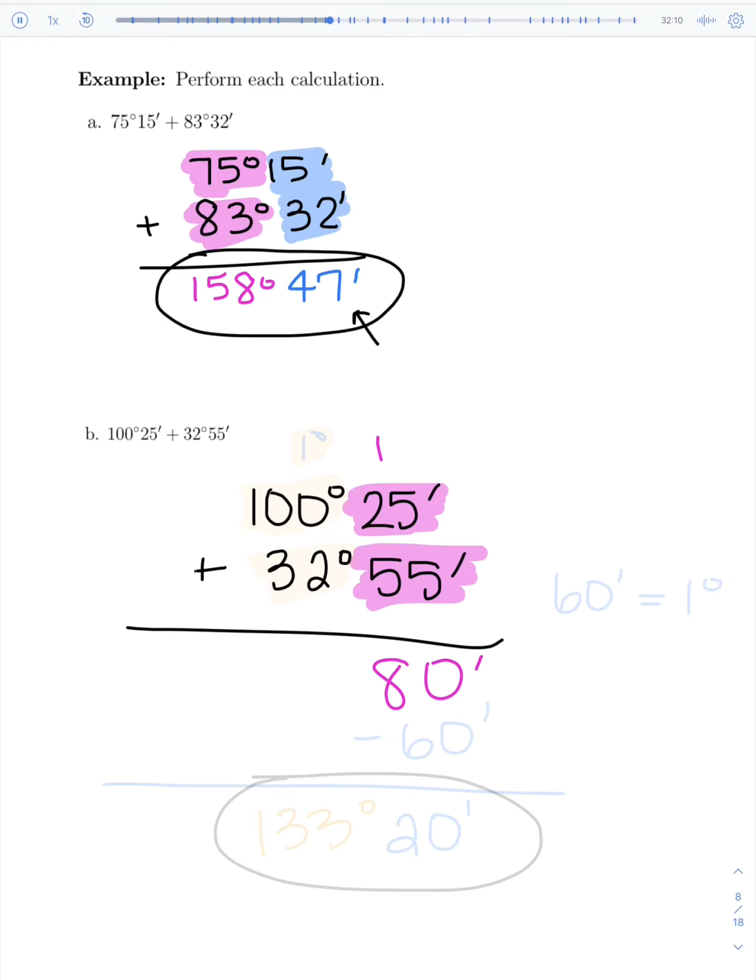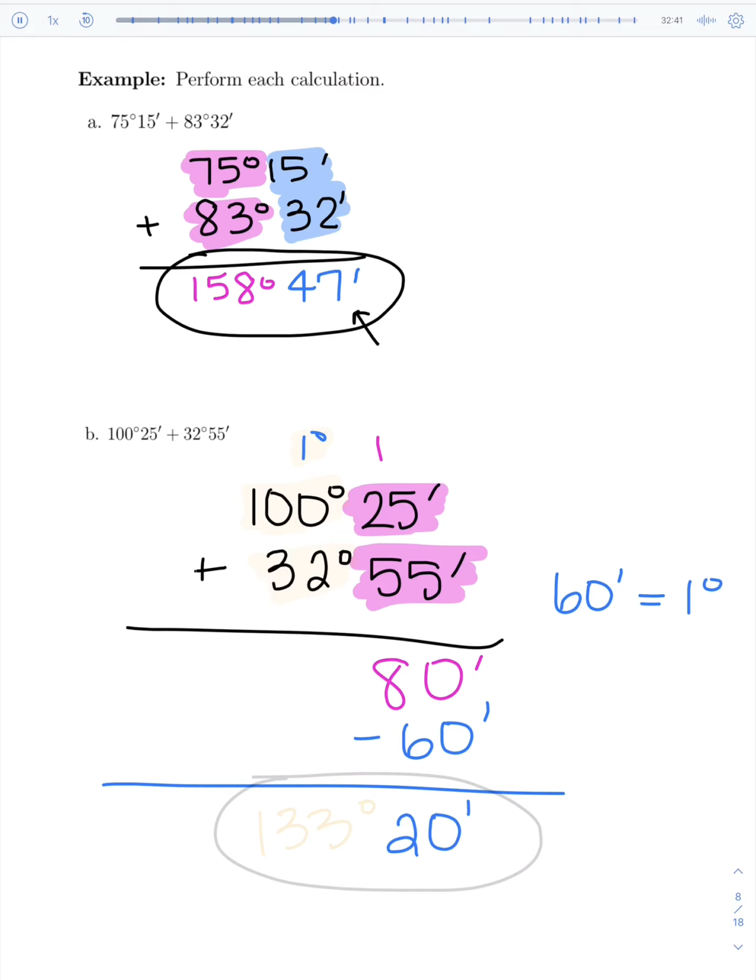Here's the problem: we never want to write any minutes or seconds that are bigger than 60, because then we've actually gone past an entire degree. Remember that 60 minutes is equal to 1 degree. So what I'm going to do is take off 60 of those minutes and carry it over so that it becomes a degree that's added in. And what that will do is now leave us with 20 minutes.